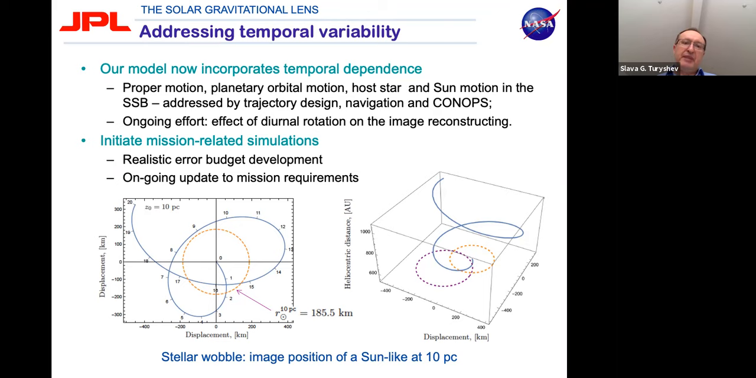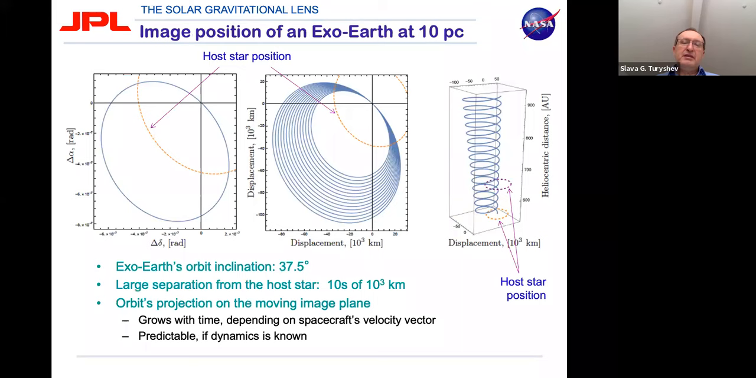It's actually a displacement of the host star with respect to its original position in the image plane. If we go through a 20 years mission, the host star is actually moving with respect to its position at the beginning of the observation, moving quite a bit. It's about 300 kilometers. And so in three dimensions, the blue curve is the motion of the primary optical axis of the host star with respect to the beginning of the observational period. So this is how the exoplanet moves in the image plane.